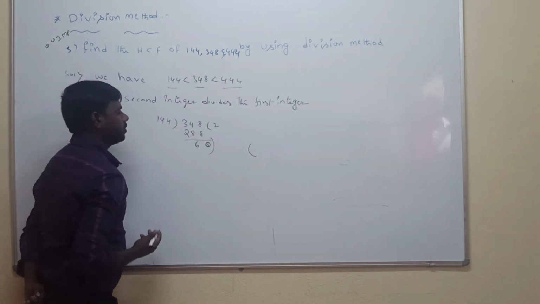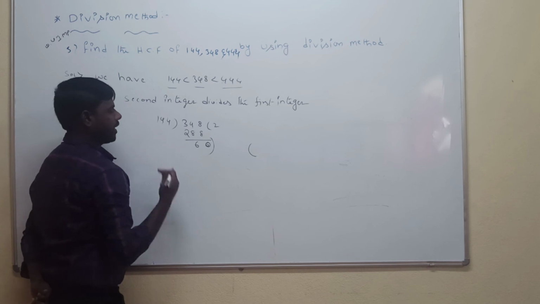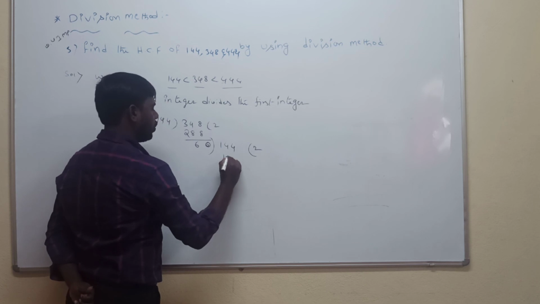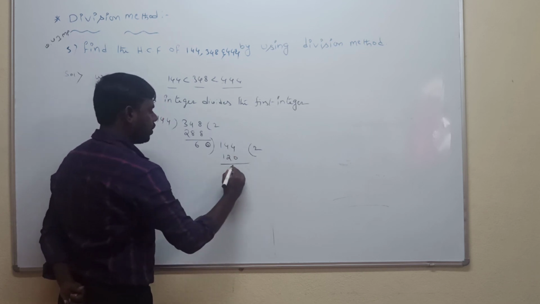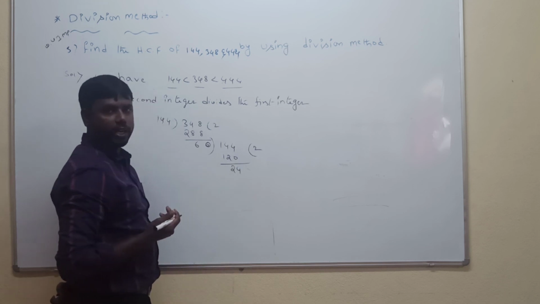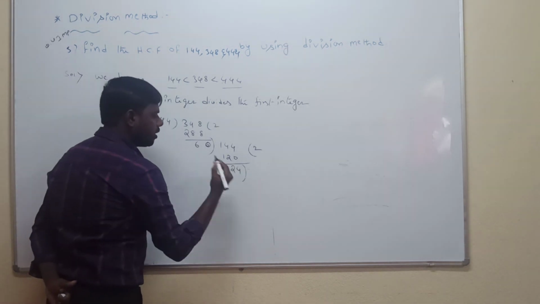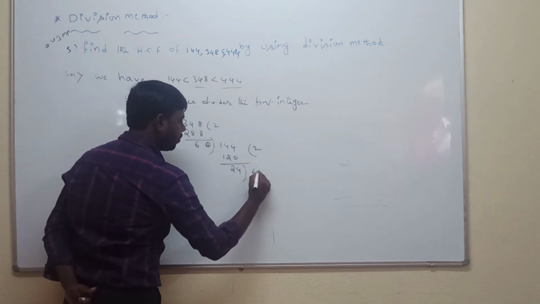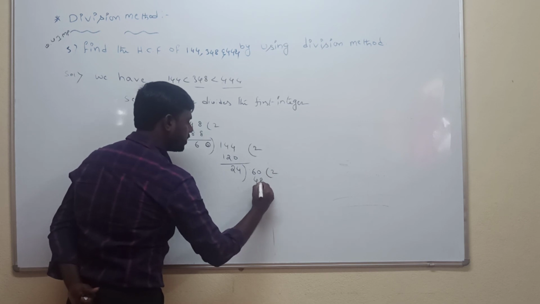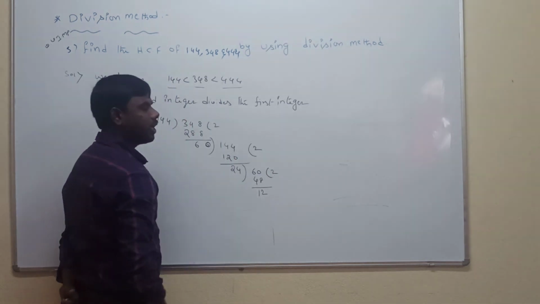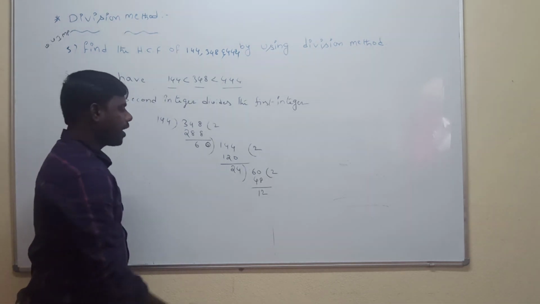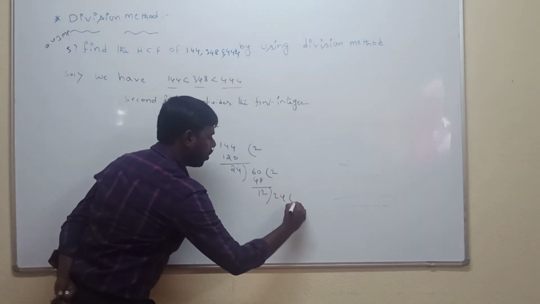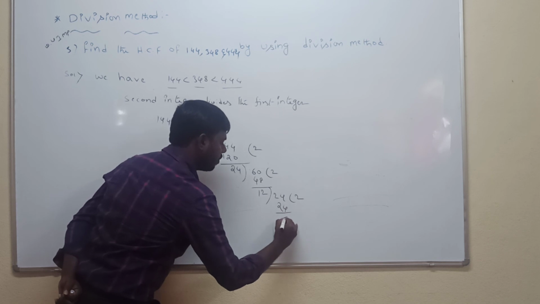Again, divide the first divisor by the first remainder. The first divisor is 144. 60 times 2 is 120. 144 minus 120. The remainder value is 24. Here also the remainder is not 0. Again divide the second divisor by the second remainder. The second divisor is 60. 24 times 2 is 48. 60 minus 48 is 12. Here also the remainder is not 0. Again divide the third divisor 24 by the third remainder 12. 12 times 2 is 24. The remainder will be 0.